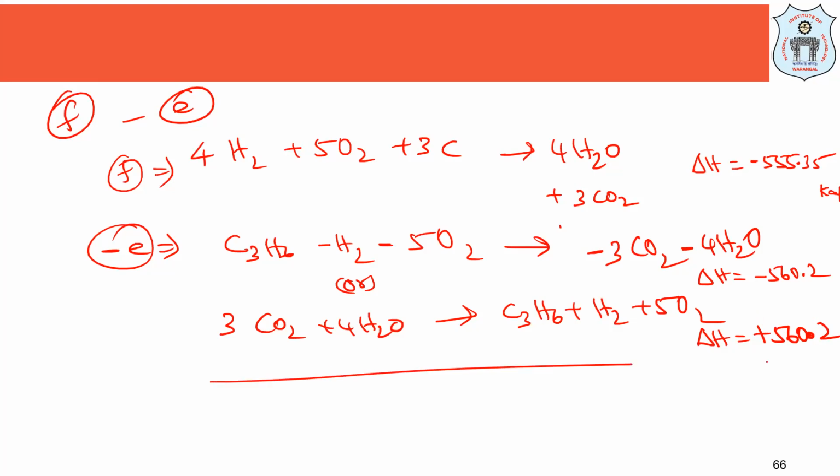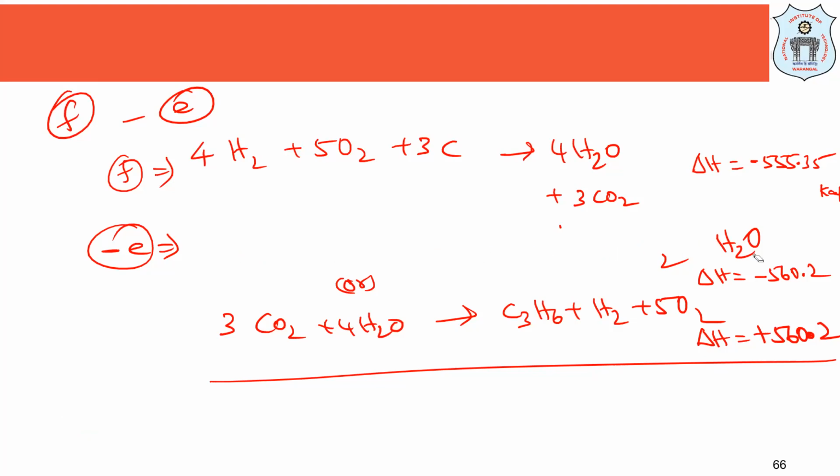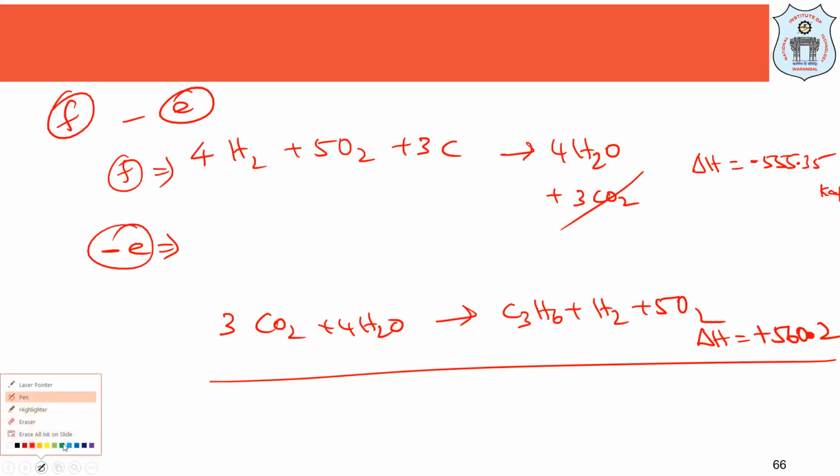So now, can we balance this? We have written it in this fashion, minus E means the reverse of the reaction. So I can easily cancel here: 3CO2 with 3CO2, 4H2O with 4H2O. You have 5 oxygen, 5 oxygen. Okay, some C is missing.